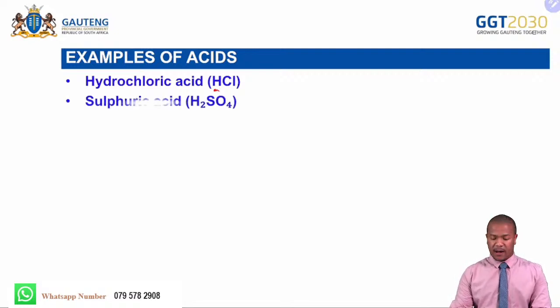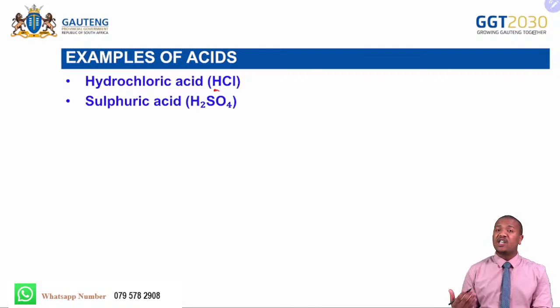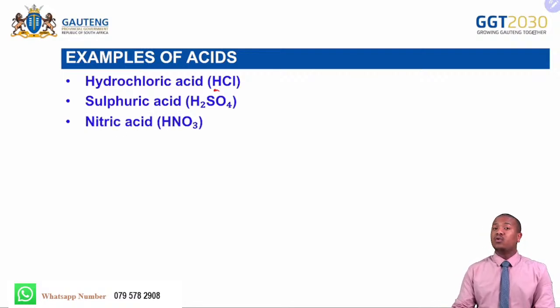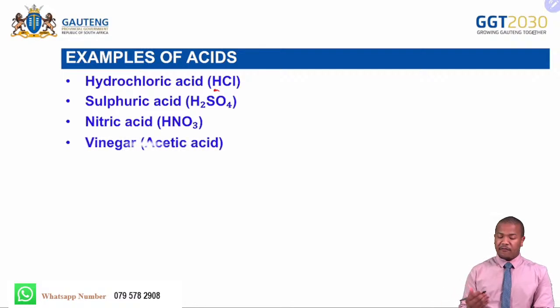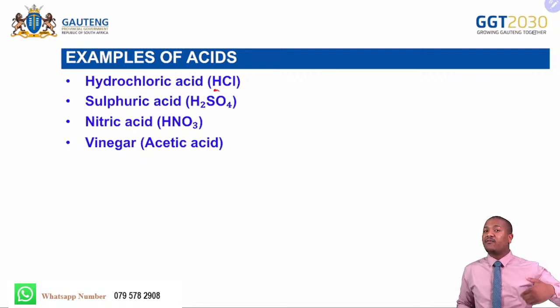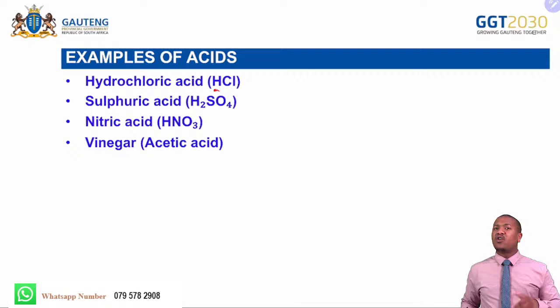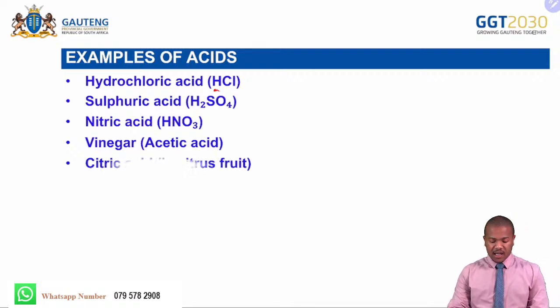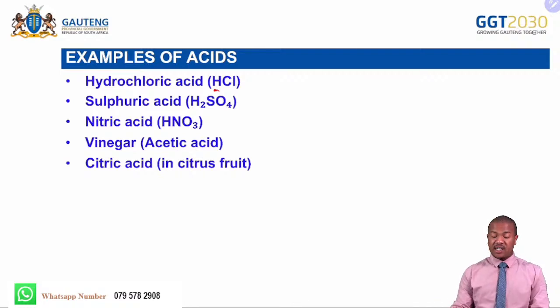The second one there, sulfuric acid, right? Which is symbolized as H2SO4. The following one is nitric acid, HNO3, and vinegar. So you still remember our test for acidity and alkalinity. When we tested vinegar, we found out that vinegar is acidic, right? So vinegar is also an example of acids. Another one there is citric acid, which is found in citrus fruits.